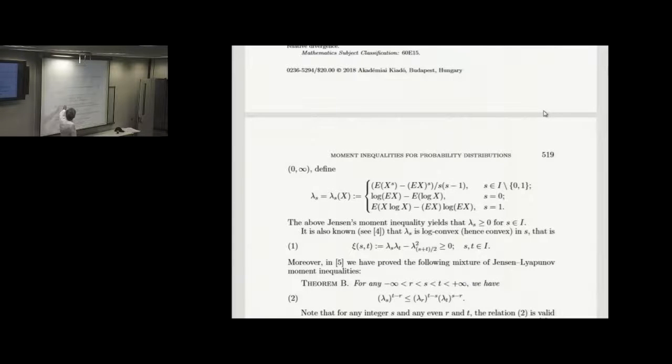The object of our research is this lambda, which depends on s and is defined like this. So you have the difference between those moments from before, the difference divided by s multiplied by s minus 1. This is the definition of lambda. And it is defined whenever s is not 0 and s is not 1.